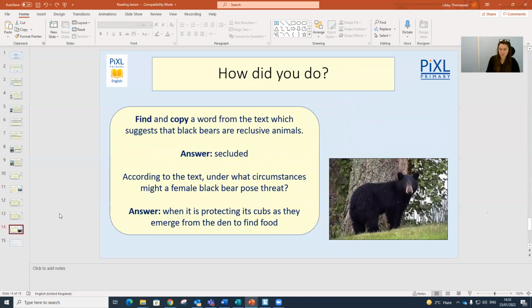Okay, so question one, the word you were looking for was secluded. Again, that word meaning isolated, keeping to themselves. And the last one was when it's protecting its cubs, they emerge from the den to find food. So about that, protecting its cubs shows that they pose a threat. So hopefully you've been able to use the action, the dialogue, and the description to infer information about the characters.